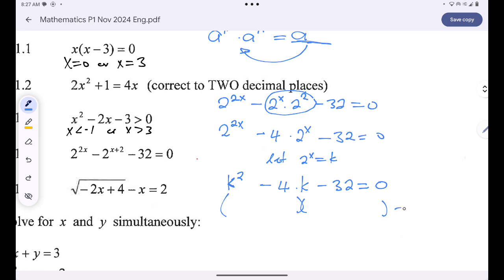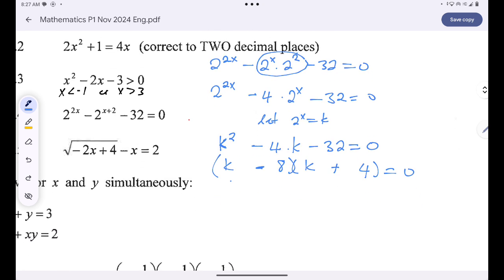Whenever I factorize over here, guys, I'm looking for the factors of 32. That's when I subtract will give me 4. And those factors are just 8 and 4. There's a minus sign over there. That simply means my brackets will have different signs. The bigger factor between the two will always take the sign of the middle term. So 8 will take the sign of the middle term. Then I'll have a plus 4 over there. So therefore, k is just equal to 8, or k is equal to a negative 4.